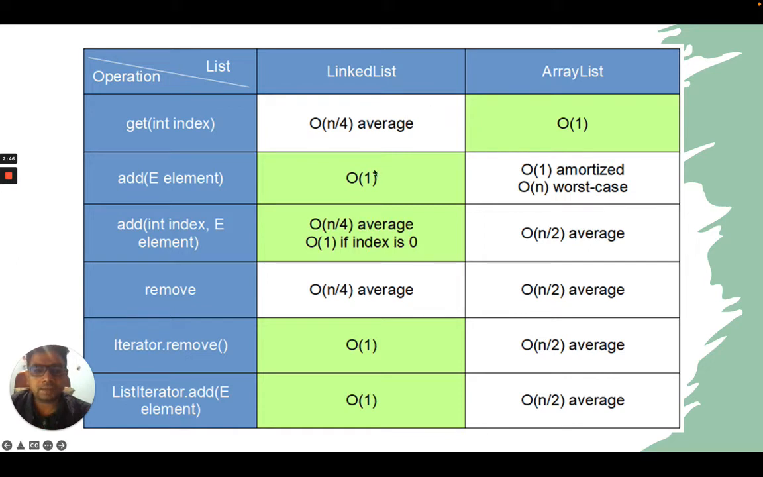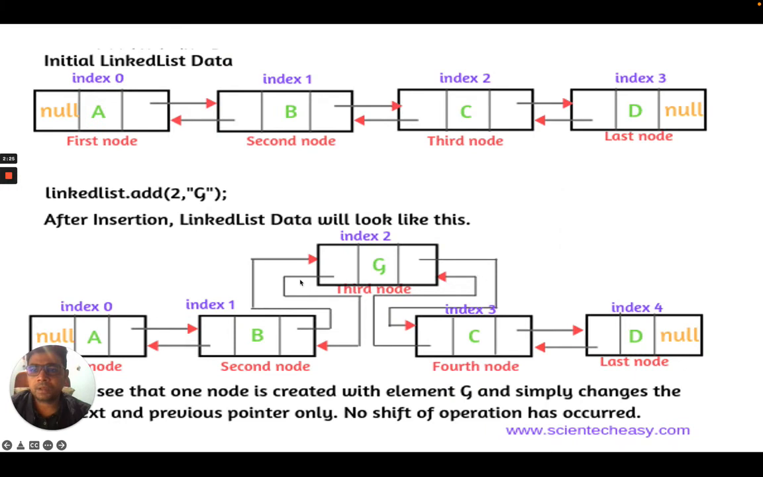While adding, you can see LinkedList is better because it doesn't need to shift the elements. In case of ArrayList, it has to shift all the elements. In case of LinkedList, only one element needs to be shifted. Then similarly for remove, you can see the performance, and for iterator as well.